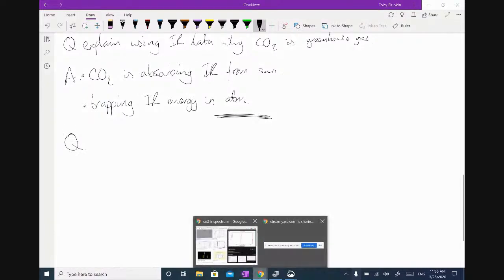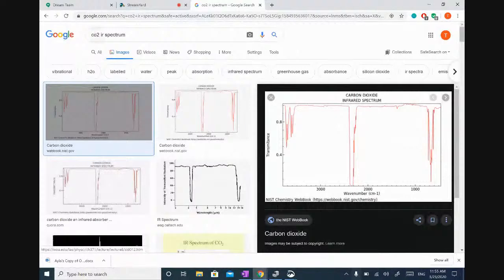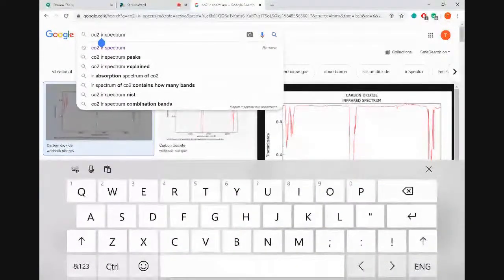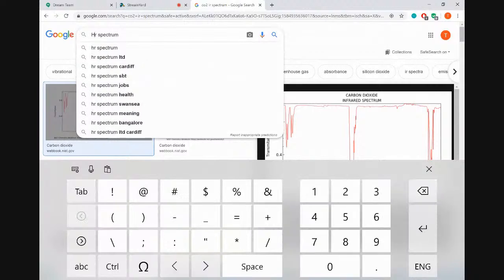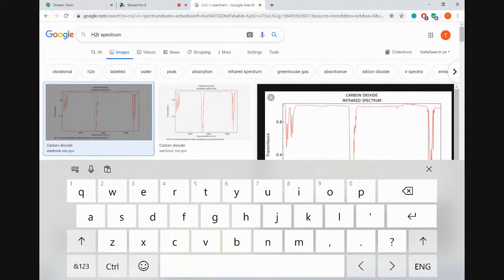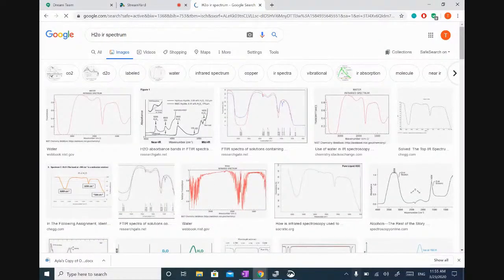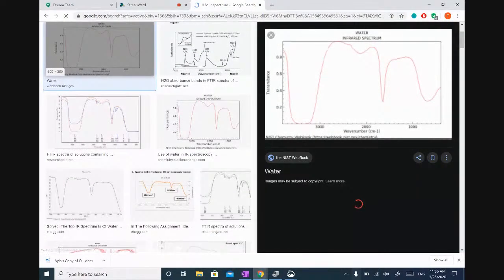So water, if we look at the infrared spectrum of H2O, it's very different from that of CO2. Let's do H2O IR spectrum, and look what you notice. The infrared spectrum of water is much, much bigger. It has a huge amount of absorbance.